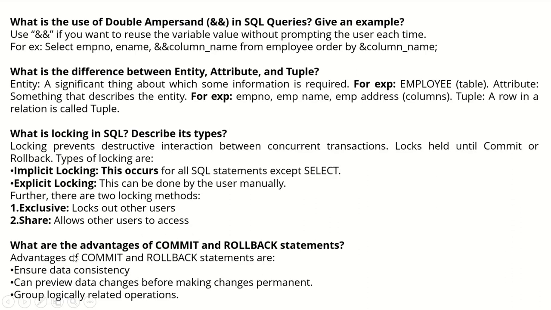access. So next question, what are the advantages of commit and rollback statements? Advantages of commit and rollback statements are like below. Ensure data consistency. You can preview data changes before making changes permanent. Group logically related operations. So these are the advantages of commit and rollback.